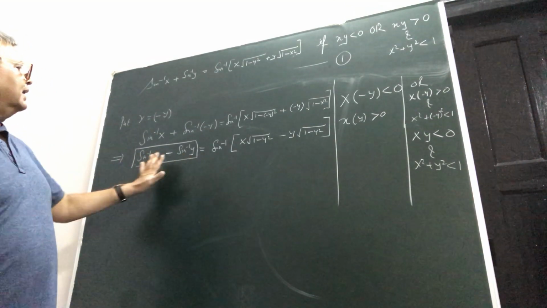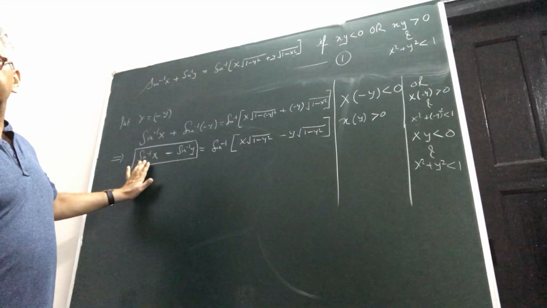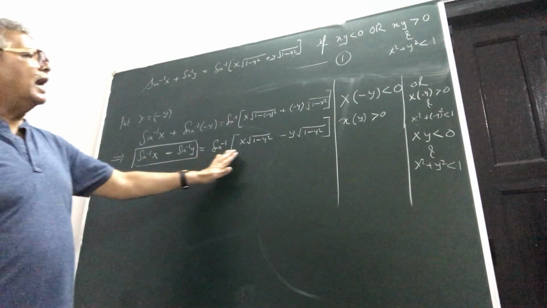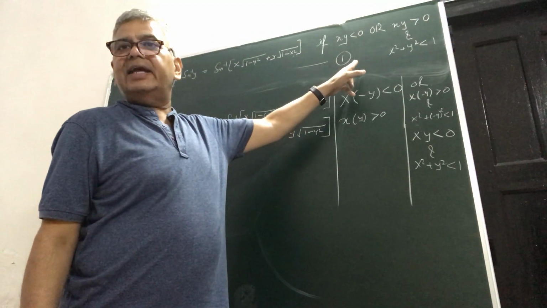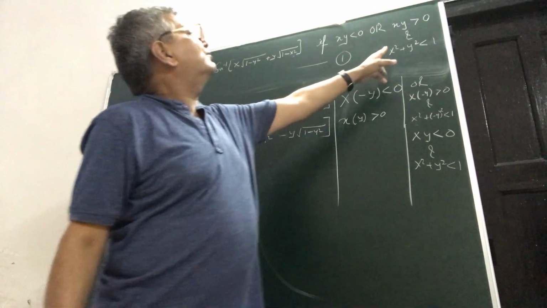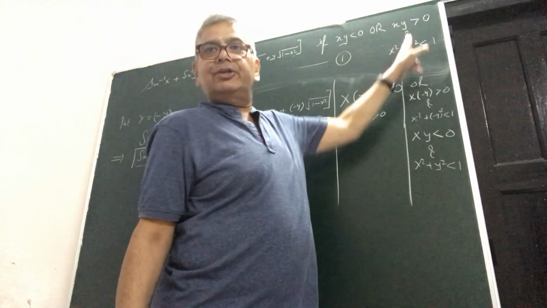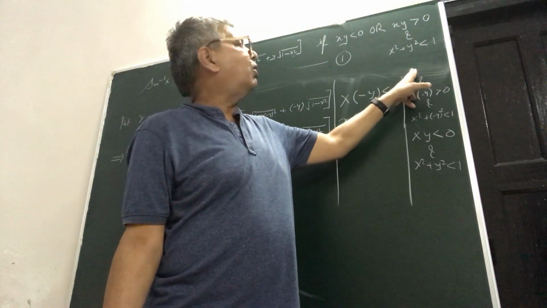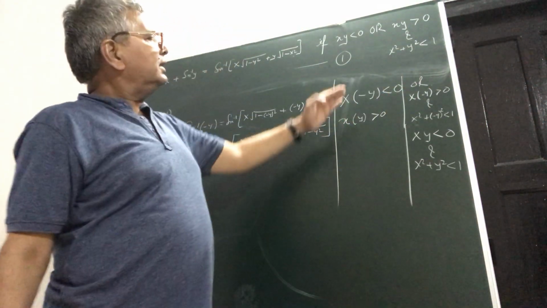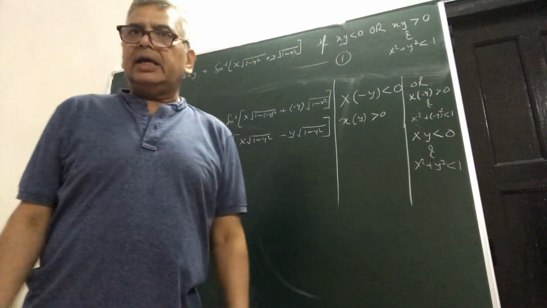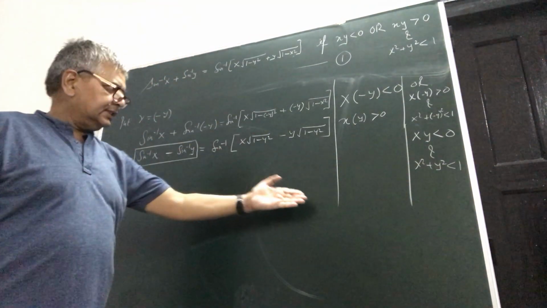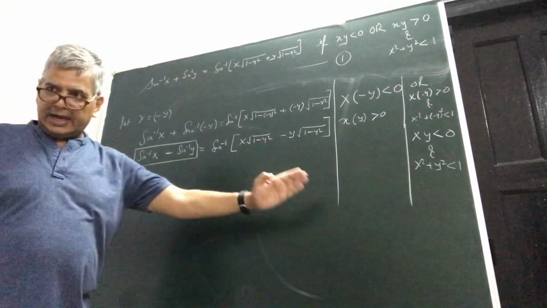See, this is giving you the formula for sin inverse x minus sin inverse y under these conditions. In the original it was xy less than 0, or xy greater than 0, in which case x square plus y square ought to be less than 1. So these changes will accrue here. So please take it that this is how we will find the formulas for the other.